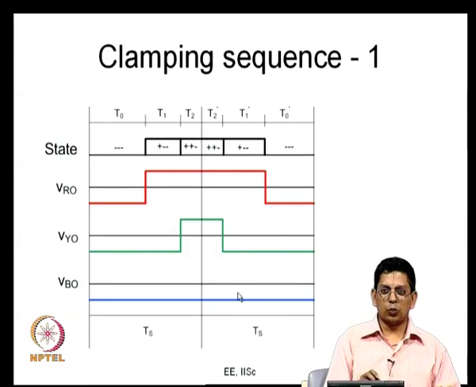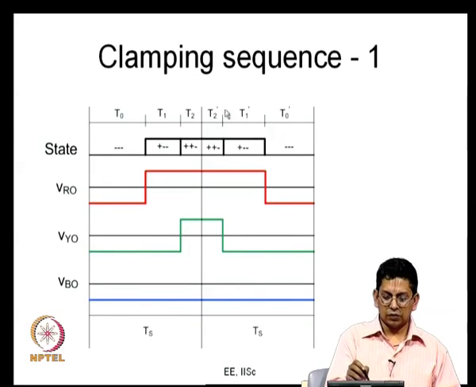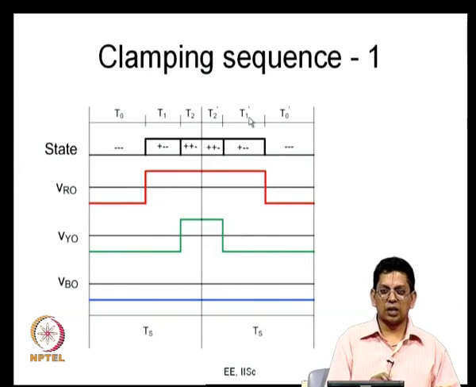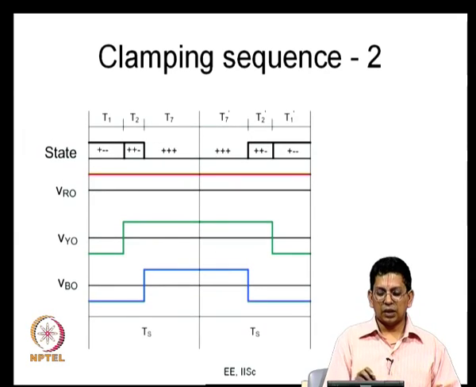Okay, so one would be called an asymmetric sampling, the other one would be called a symmetric sampling. This is an asymmetric case. The other case, when you have the same T2 and T1 used here, you would call it a symmetric sampling. Alright. So, now let us say with the other clamping sequence, again you get the same kind of situation now.